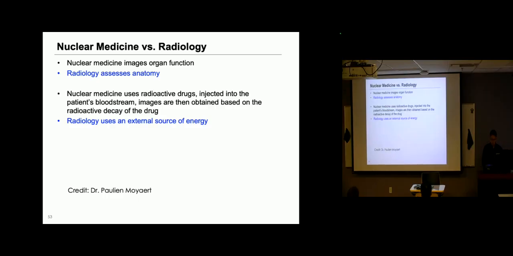So just a quick summary of nuclear medicine and radiology. Nuclear medicine images organ function, while radiology assesses anatomy, the structure and the function. Nuclear medicine uses radioactive drugs, which are injected into the patient's bloodstream, but radiology uses an external source of energy, like X-ray and CT. So that's some of the basic differences between nuclear medicine and radiology.